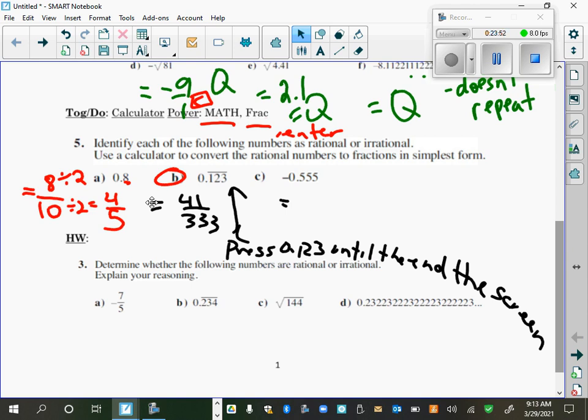Just press decimal 1, 2, 3, 1, 2, 3, 1, 2, 3, and then math, enter, enter.